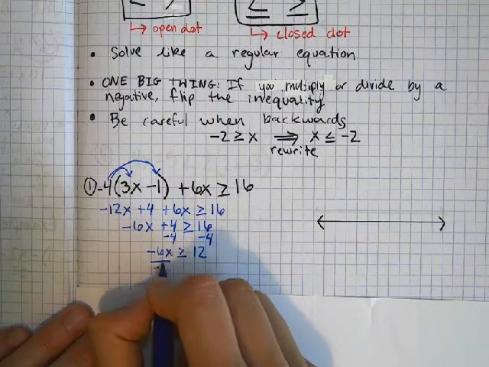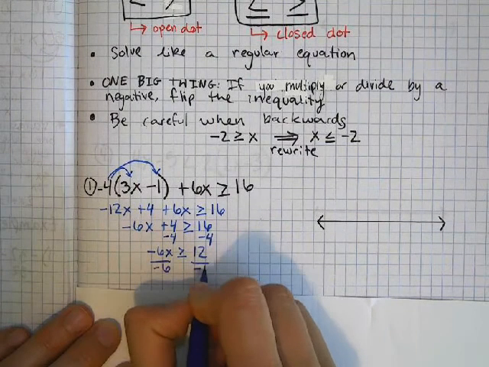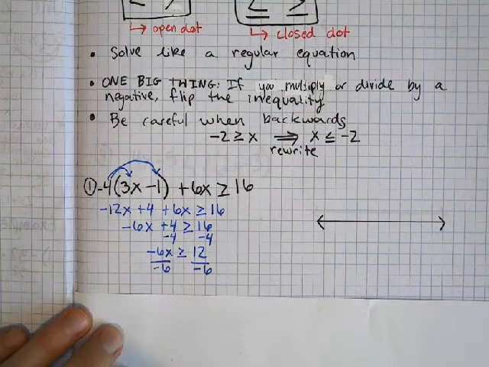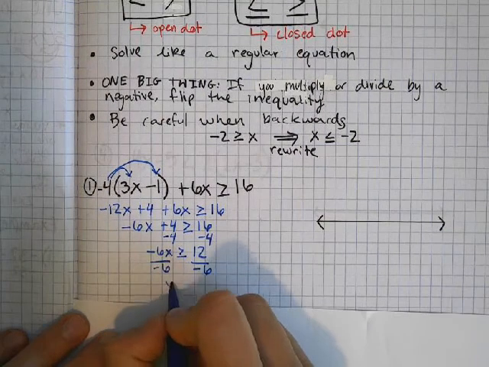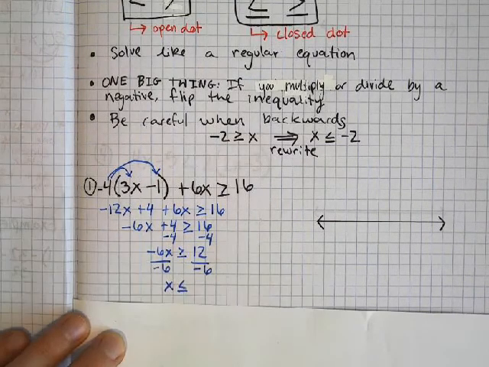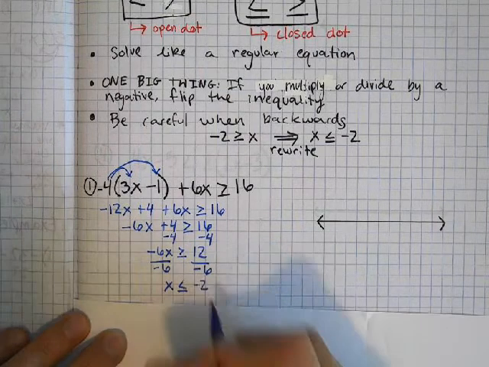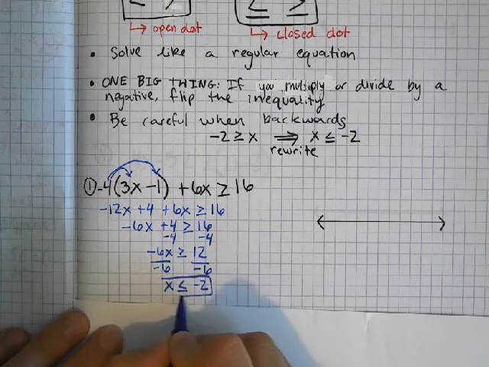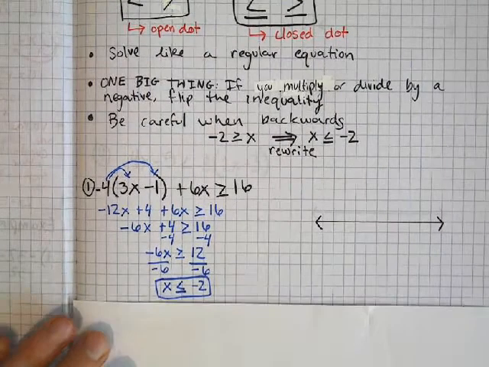Now, this is where we're talking about dividing or multiplying by a negative. So here I have divided by a -6. So I'm going to flip my inequality sign. All right, so it flips that. That's all it does. And this is -2. Okay, so this is my answer. However, I'm not done yet.